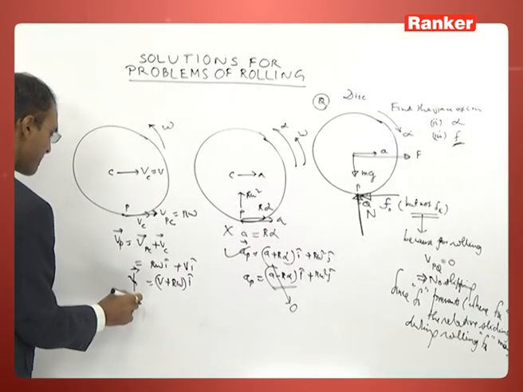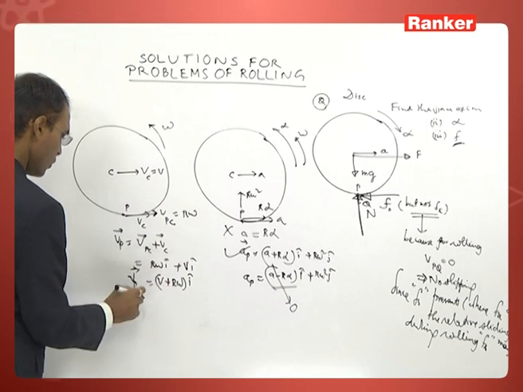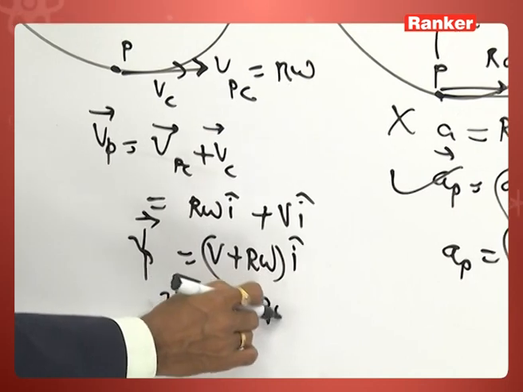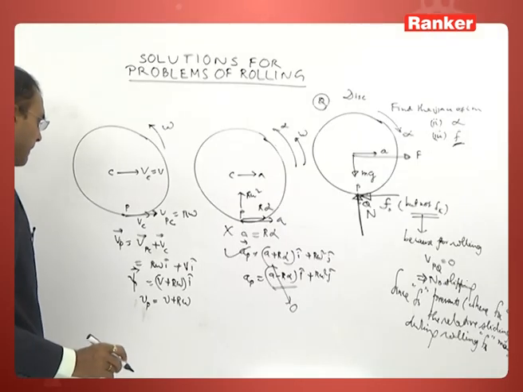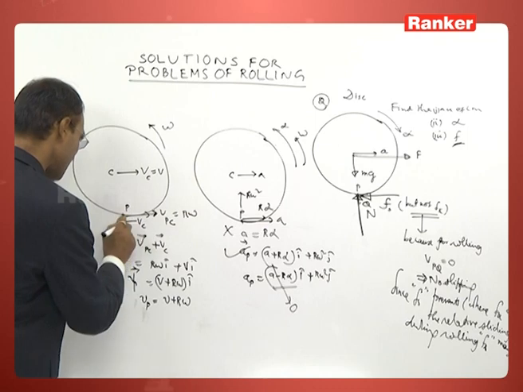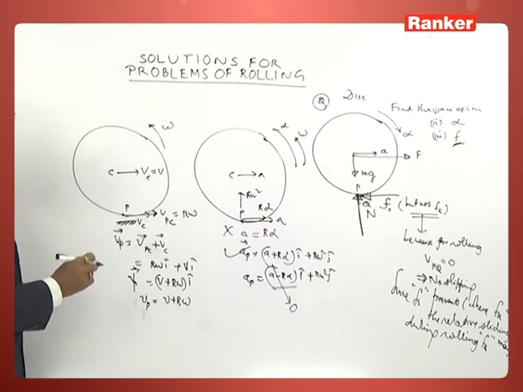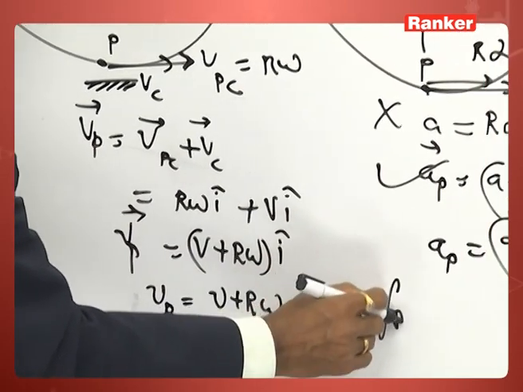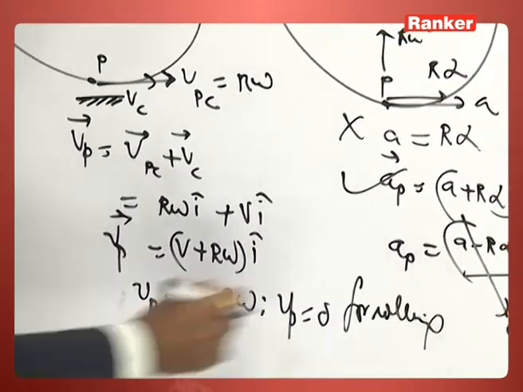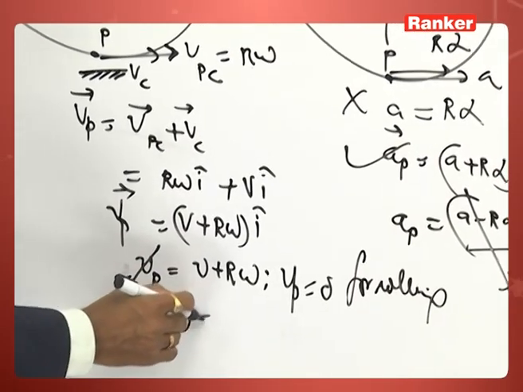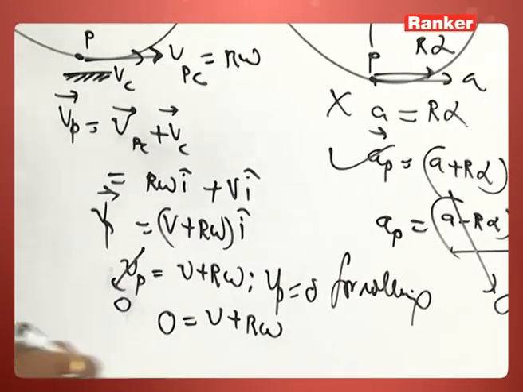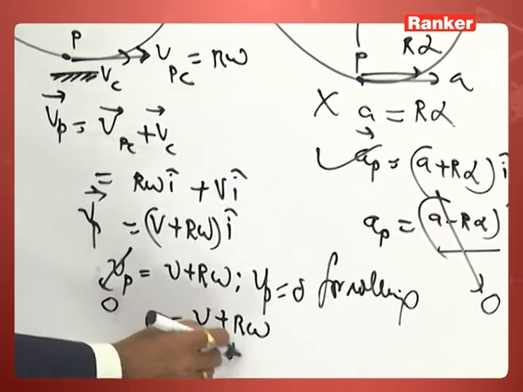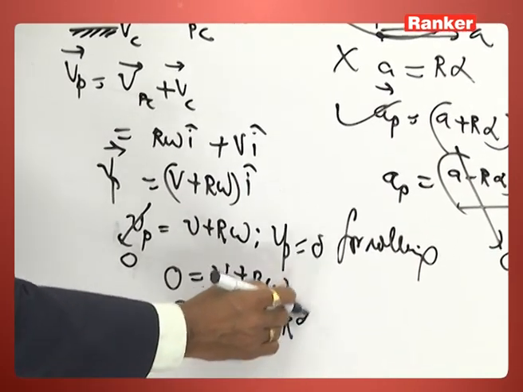Just make it scalar, Vp equal to V plus r omega. Since this is rolling over this fixed surface, this point velocity must be 0. Vp must be 0 for rolling. When Vp is equal to 0, then you can write 0 is equal to V plus R omega, and differentiate both sides with respect to time t once to get 0 is equal to dV upon dt plus R d omega upon dt.